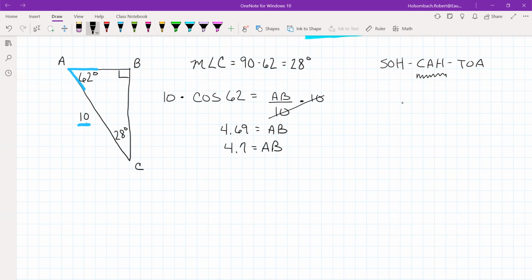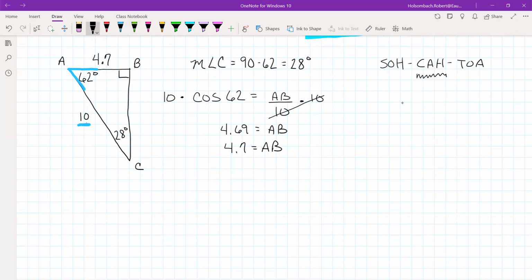So now we can use the cosine 62 again. But this time, well, I take that back. Look, you have two options here. One option is to now use the 4.7, the 10, to find BC using the Pythagorean theorem. Agreed? 4.7 squared plus BC squared equals 10 squared. That might be the easiest way for you guys to do it. I'm just going to show you another way to do it.